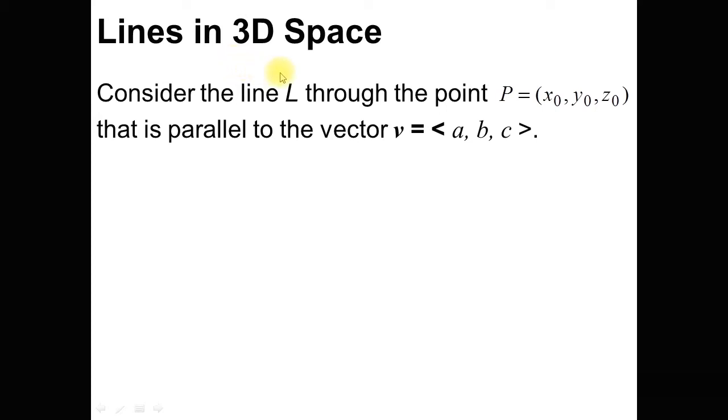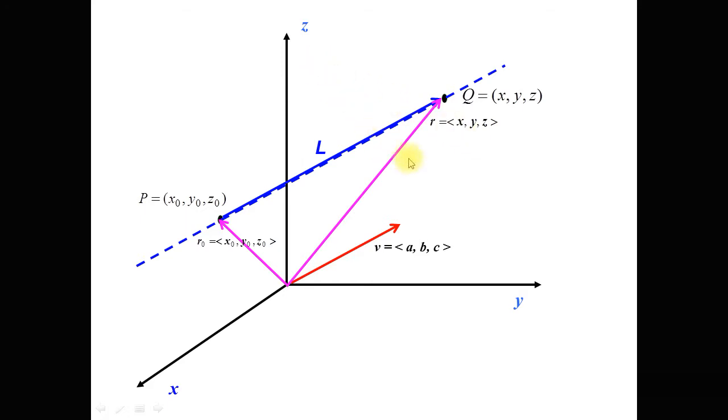Consider the line L through the point P(x0, y0, z0) that is parallel to the vector V, and the components of vector V are a, b and c. So you see over here, this is the 3-dimensional space, and this is vector V and this is the required line. The equation of the line is parallel to this vector V, and P naught is the initial point for this line, and Q is another point which lies on the line, and this is another vector R whose components are x, y and z.